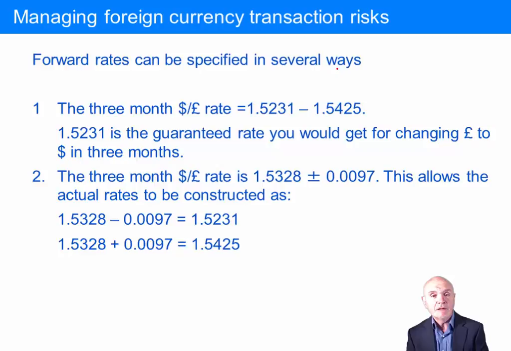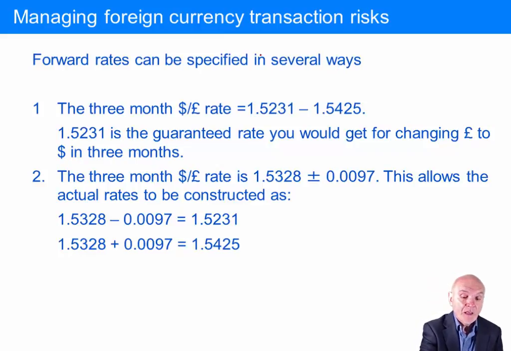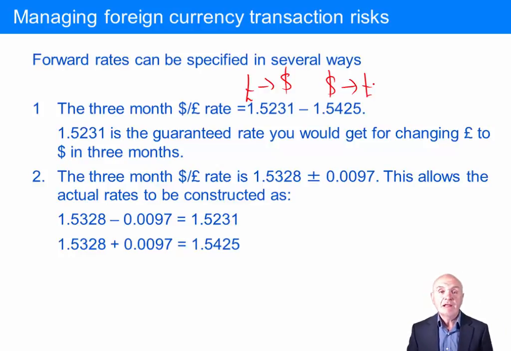And the first thing we need to do is see how the forward rates could be specified to you. The first and easiest way is that it could just be told to you straight. It'll just say the 3-month forward dollar per pound rate is 1.5231 to 1.5425. This means if you go along with a pound in 3 months' time, they're going to be giving you that number of dollars. This one here is the other way around. So this is a guaranteed rate, and depending whether you're changing pounds to dollars or dollars to pounds, one or other of the rates will be applied in 3 months.